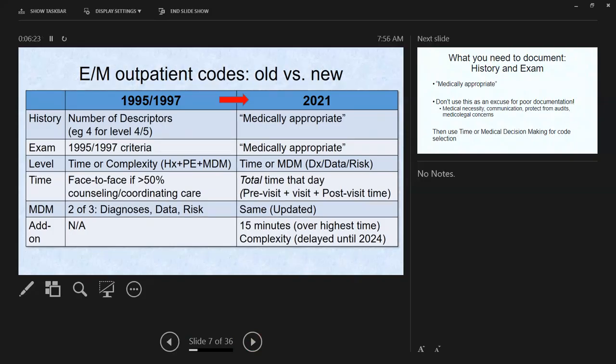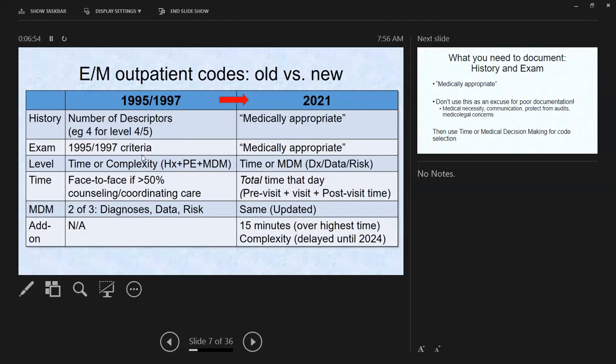To choose the final level, you either use time or history, examination, and medical decision-making. In 2021, you use either time or medical decision-making. Medical decision-making has 3 sections, and we have to get 2 of the 3 sections to bill a certain level. In 1995, 1997, the time would be face-to-face time, whereas 2021 is the total time on that day. On the day of that service, the pre-visit work, the intra-visit work, and the post-visit work are added together.